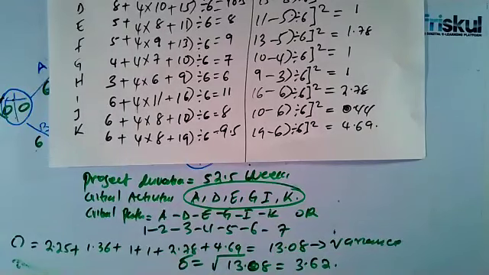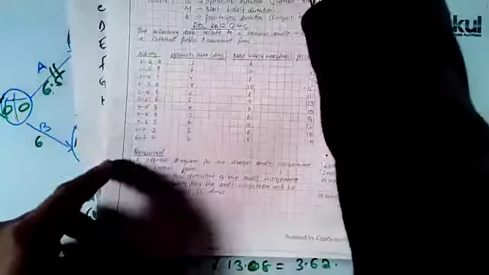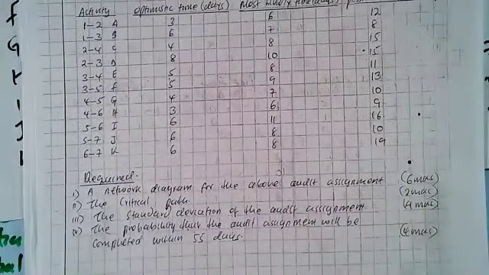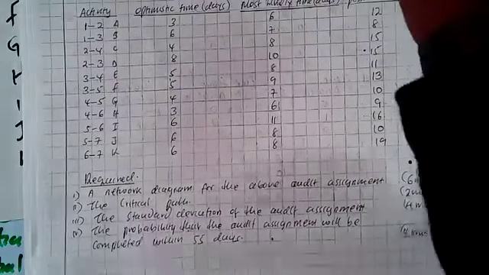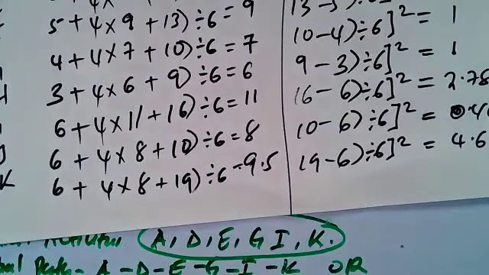Good. Then the last question was like this. That's part 4. The probability that the audit assignment will be completed within 55 days, 4 marks. The probability. How do we get the probability?